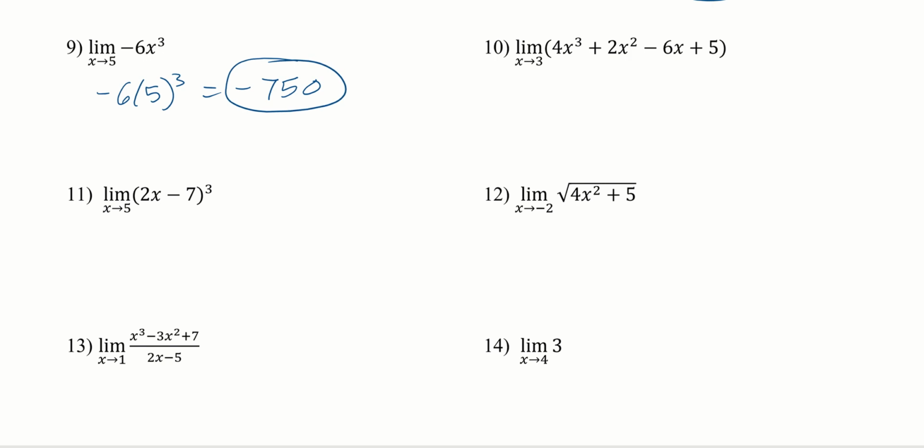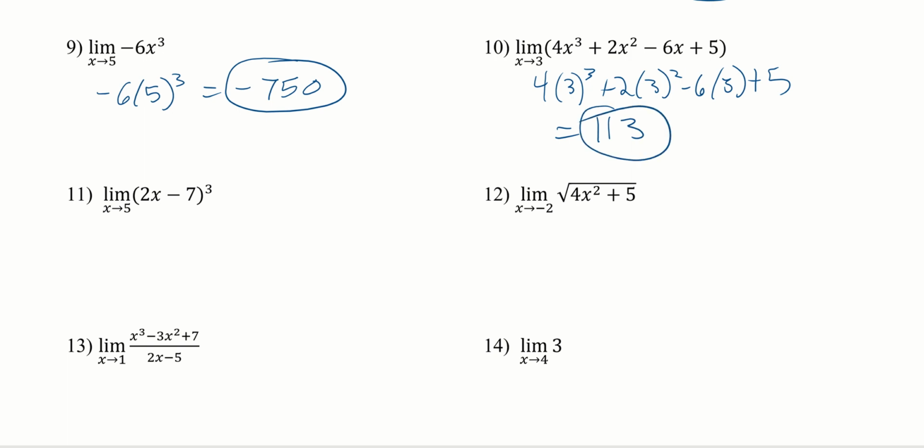Ta-da! The next one just looks crazy because there's a lot to it, but we're just going to plug the x in. Plus 2 squared minus 6 times 3 plus 5. Plug all that in, and after everything, you should come out with 113. So double check that, make sure you can get that same value.